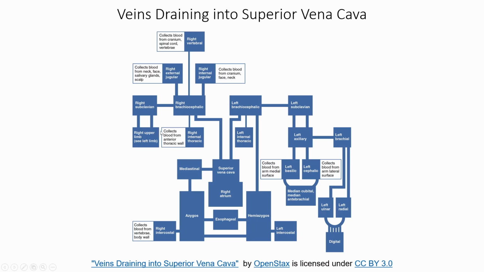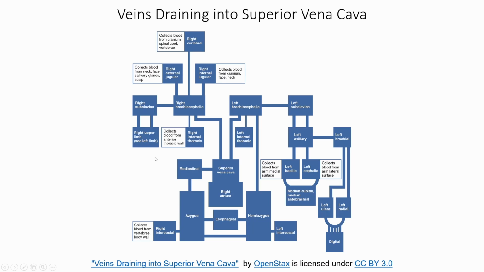So as we are coming down, we're draining into the superior vena cava. That's what's going to lead us to the heart. So everything's trying to lead into that point there. From the right vertebral, draining into the right external jugular, right internal jugular, draining into the right brachiocephalic, as well as the right upper limb, draining into the right subclavian, the right internal thoracic, all drain into the right brachiocephalic, which then brings us to the superior vena cava.